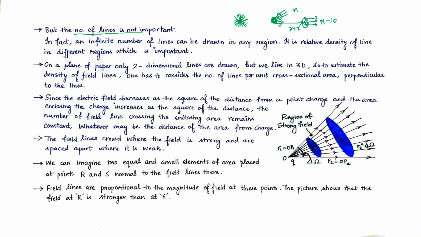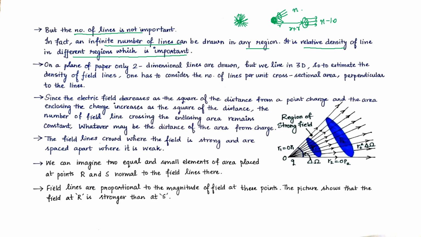So the relative number of lines passing through the given area defines the strength of the electric charge at that point, not the number of lines. We can draw infinite lines. In fact, an infinite number of lines can be drawn in any region. It is the relative density of the lines in the different regions which is important. Relative density, relative to point A, relative to point B, or relative to origin.